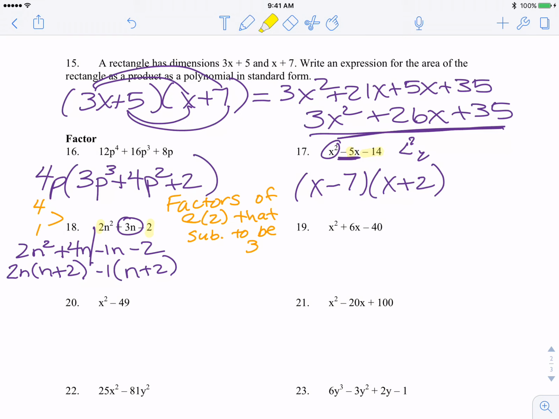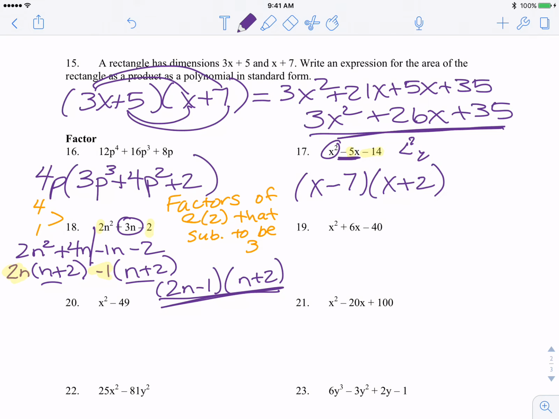Then remember, we take the outside terms to create one binomial. So you have 2n minus 1, and then you take only one of the binomials that are matching up, n plus 2. So this is your factored form of that trinomial.